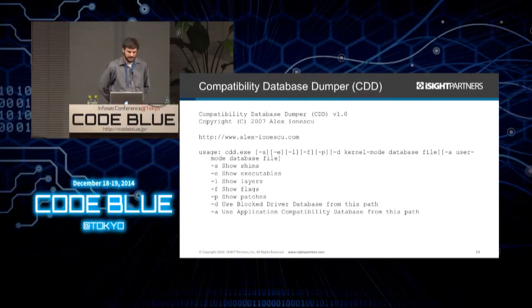Next is a tool by Alex Ionescu. These are the command line options that are available. Unfortunately, this tool was never released, but he's got screenshots of it being used for showing shims in executables and patches. I was most interested in his option for showing patches, but it was never released.